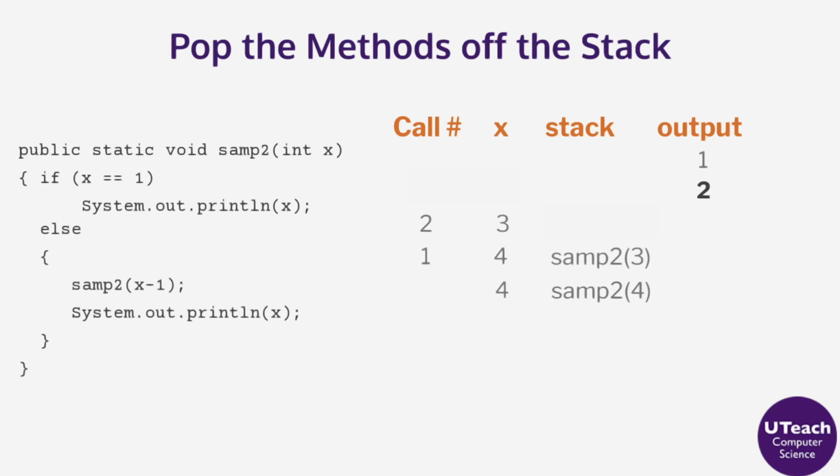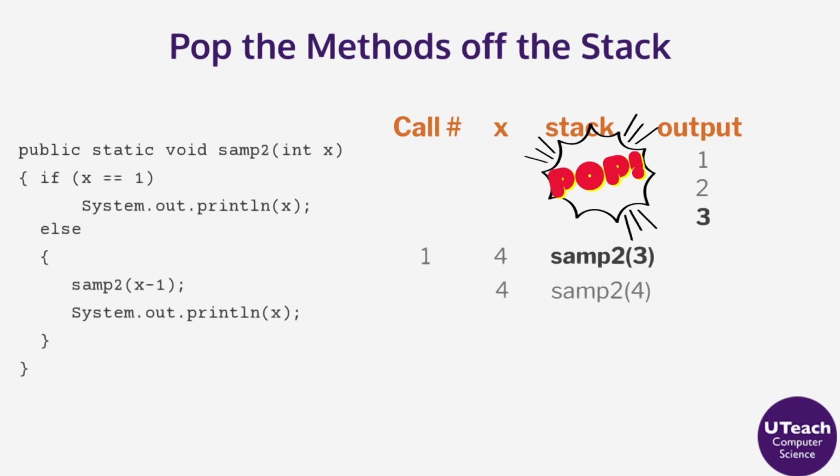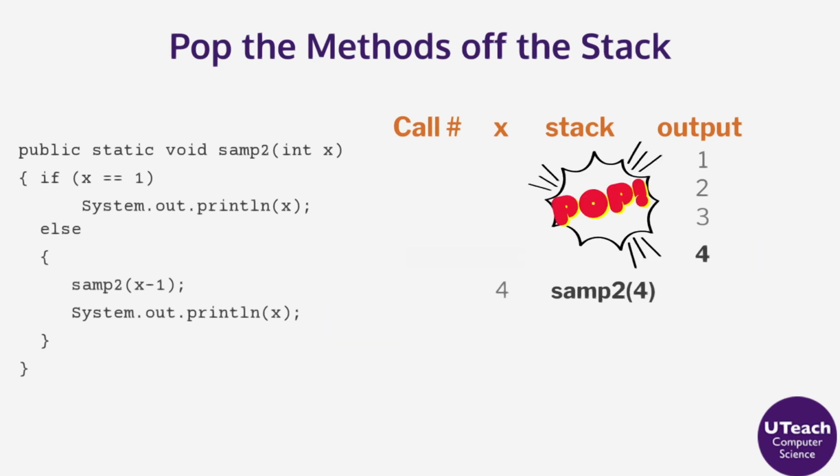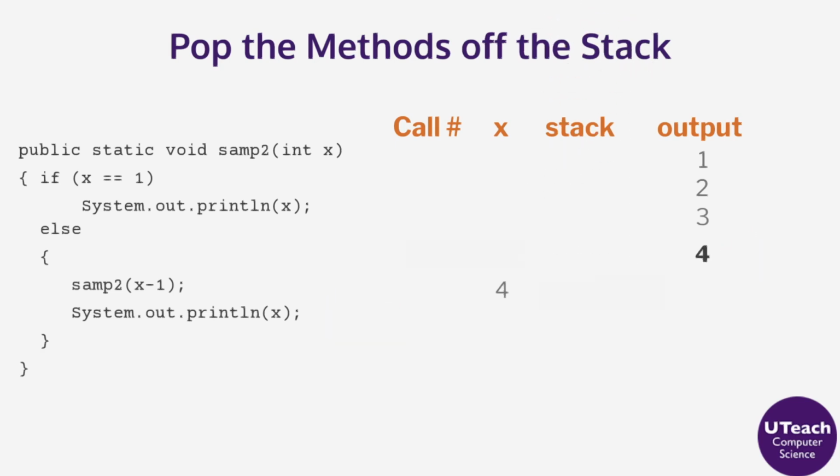Next, SAMP2 with argument 3 finishes by displaying 3 as output and then gets popped off the stack. Next, SAMP2 with argument 4 finishes by displaying 4 as output and then gets popped off the stack. The stack is now empty and execution stops.